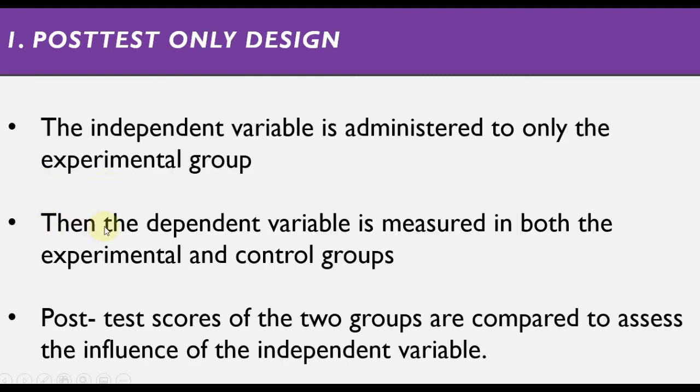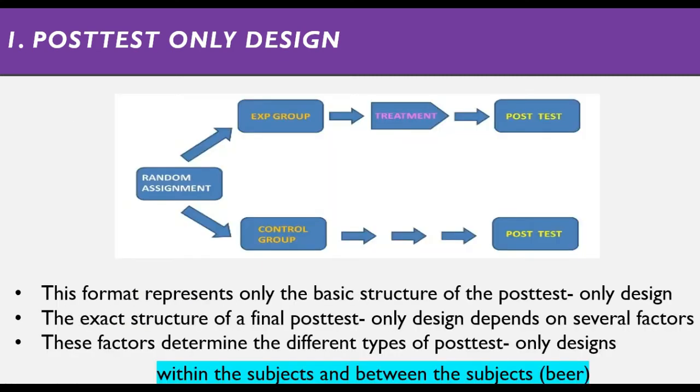Now we have the post-test only design. The independent variable is administered to only the experimental group. Then the dependent variable is measured in both the experimental and control groups. Post-test scores of the two groups are compared to assess the influence of the independent variable.